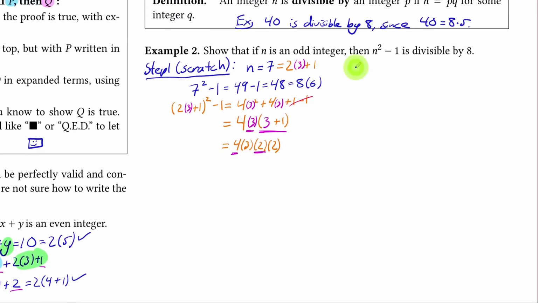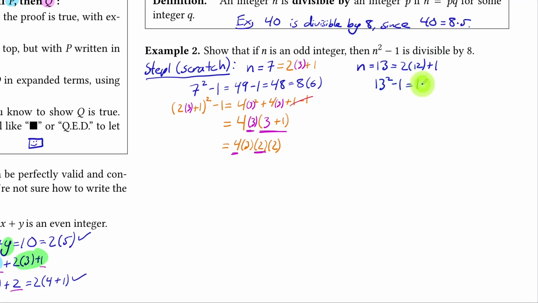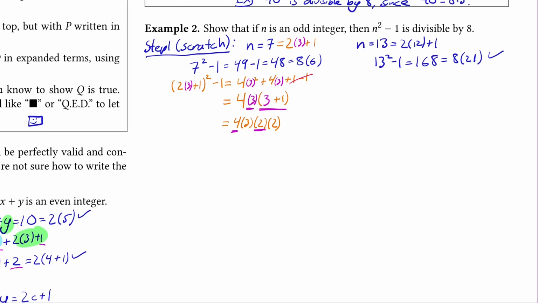Let's try n equals 13, which is 2 times 12 plus 1. If you do that squared minus 1, you're going to get 168, which is 8 times 22, I think. 21? 21. Yeah, so that is divisible by 8. Okay, what if we write this using the definition? Oh, why did I say 2 times 12 plus 1? That was 2 times 6 plus 1.